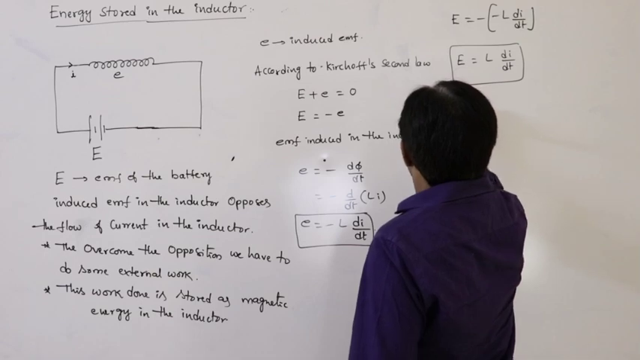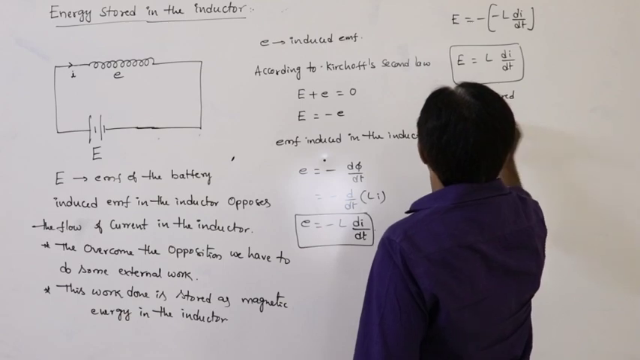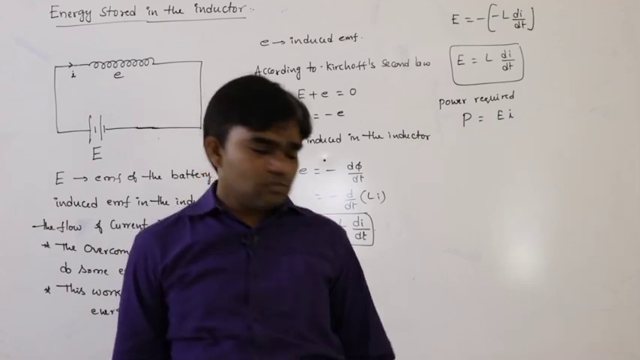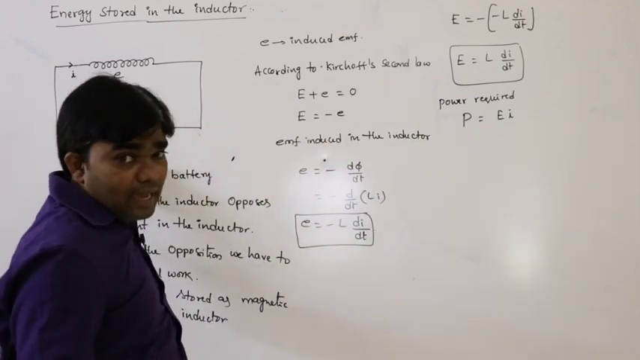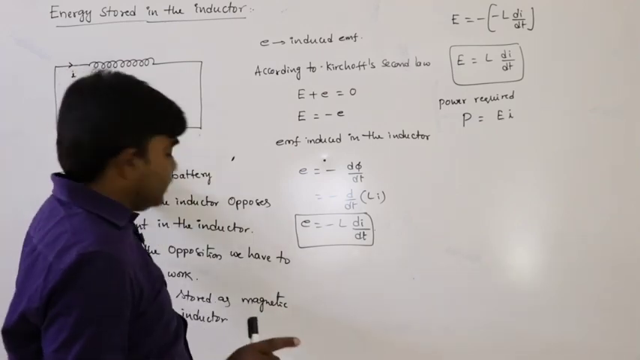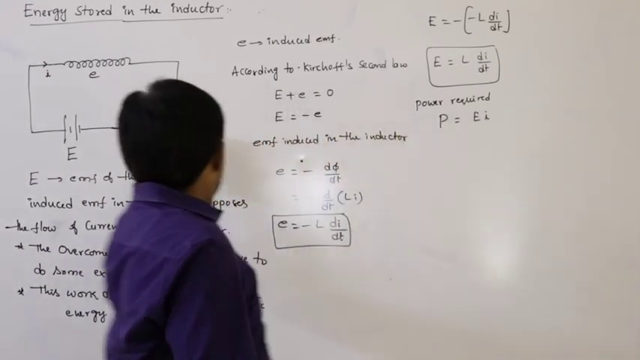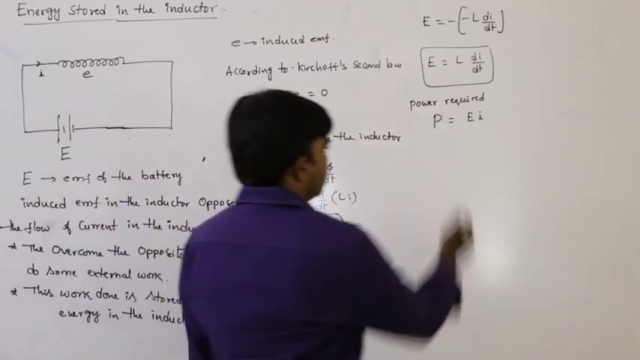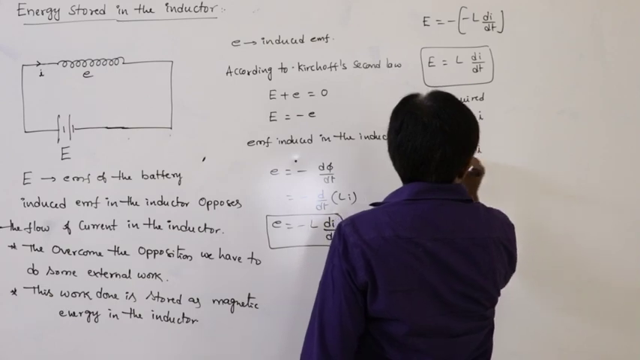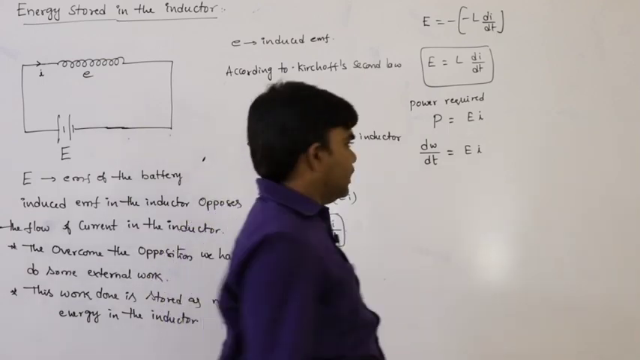So what is the power required to do the task? Power is equal to E into I. Power is nothing but potential into current, VI. But here capital E is not the intensity of electric field. Remember that, it's very important. E is the EMF of the connected battery here. Power can be written as dW by dt is equal to EI.